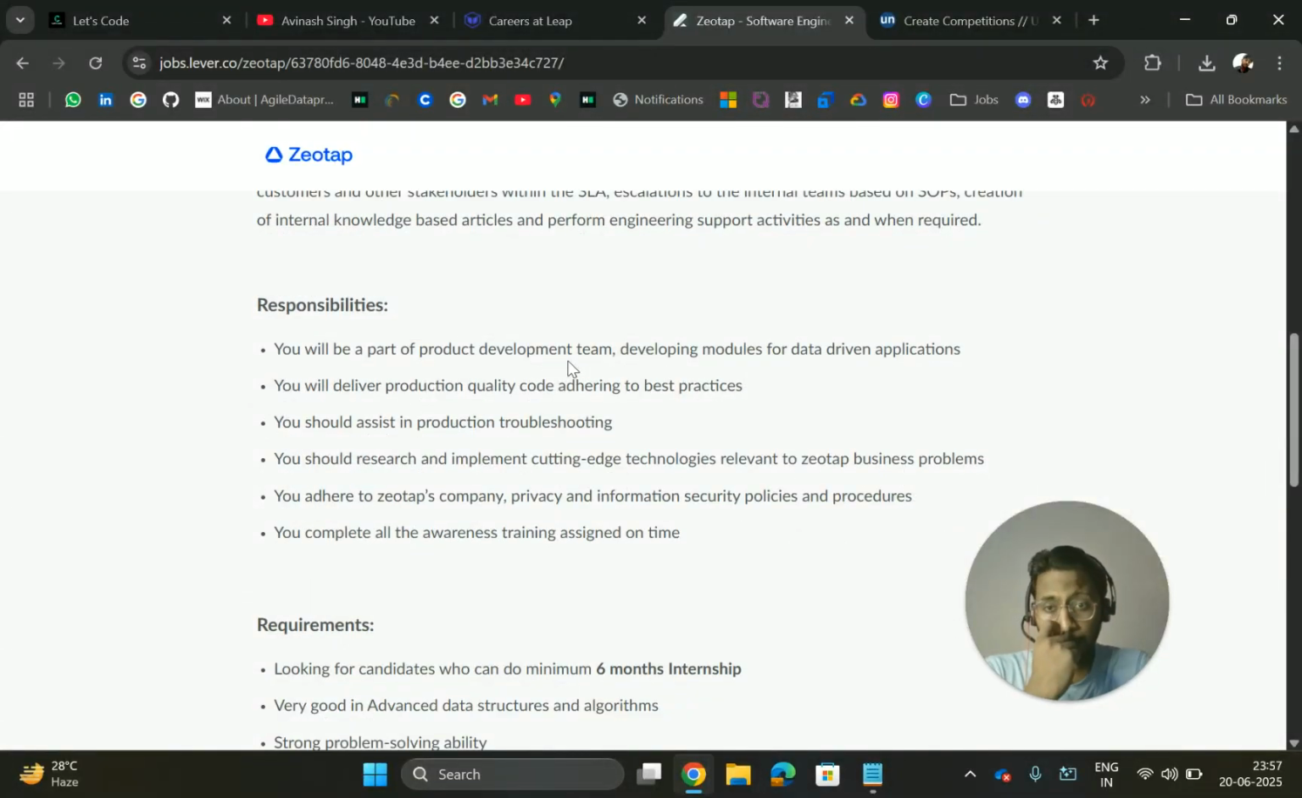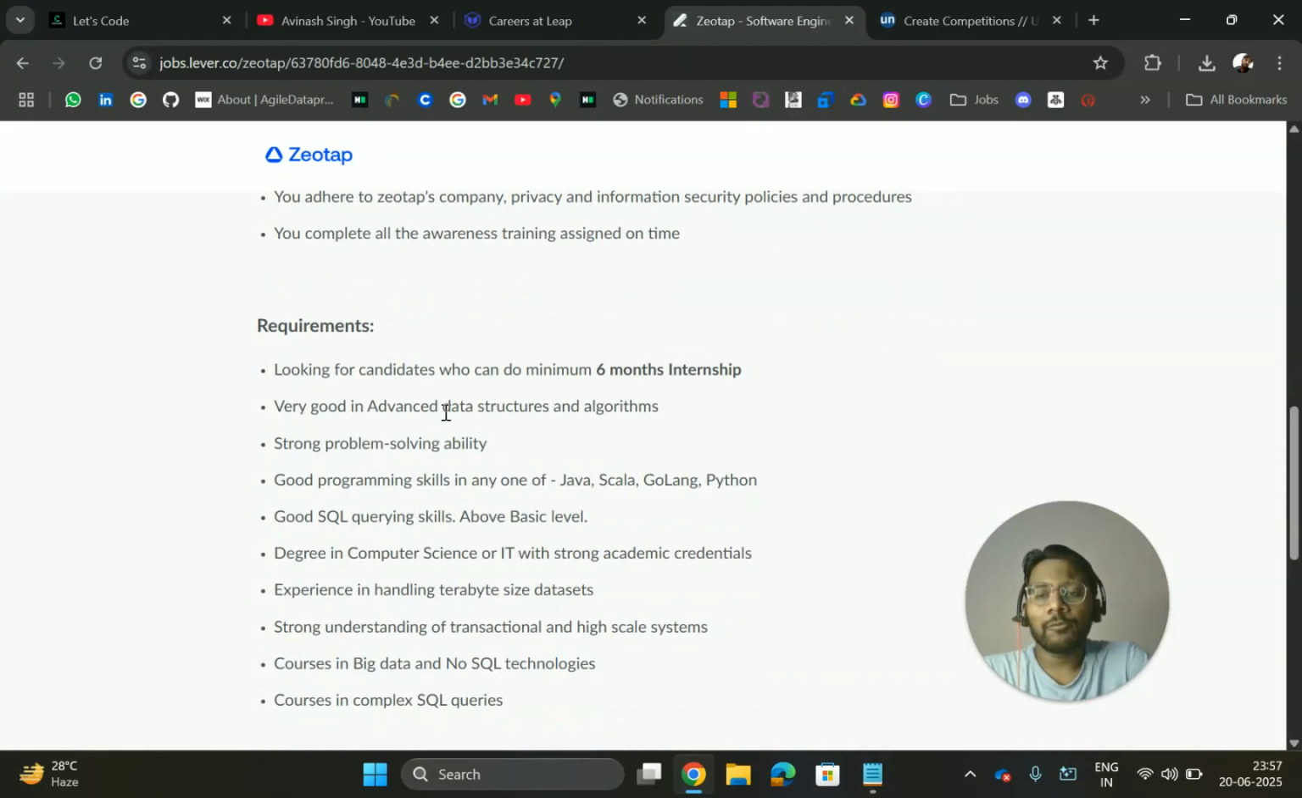Before applying, you should know about the company, what they do and how you can bring value to the table. If you don't know your worth, where you are going, then you cannot contribute there. So here you have responsibilities. You will be part of the product development team, developing modules for data driven applications. You will deliver production quality code.